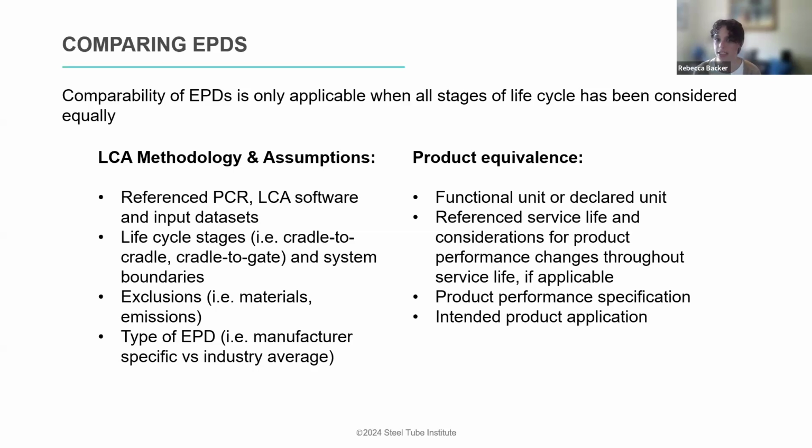And then of course, look to see if it is manufacturing specific, product specific, things like that, and what the declared and functional unit were. So again, PCRs and ISOs are trying to take the guesswork out of things, but we're not quite at the point where you can just compare EPDs without doing your own due diligence.